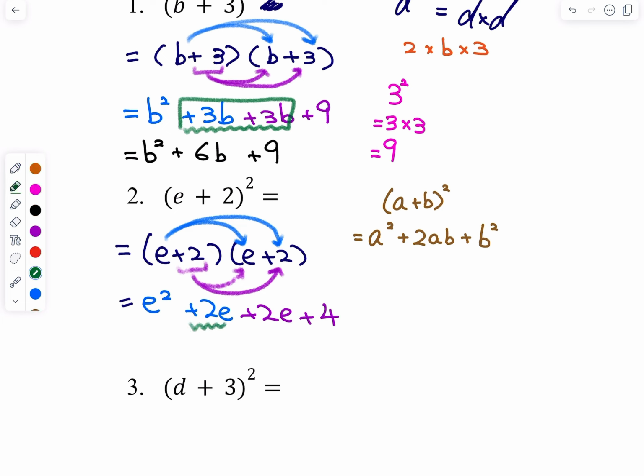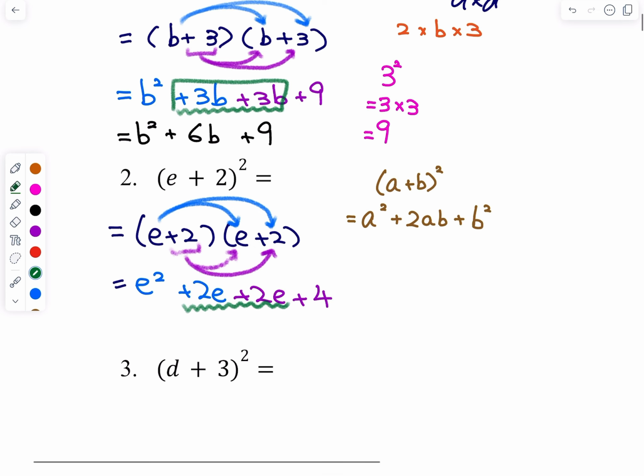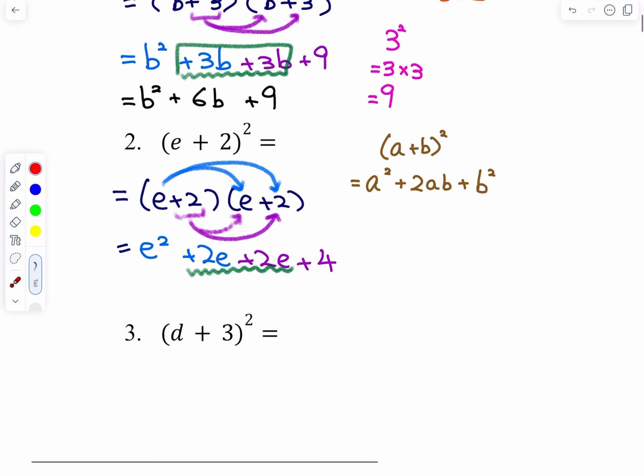See if anything in the middle is common, is the same, they're like terms. So they both have e, so you can add them up. 2e plus 2e, you can get that as 4e. Alright, so this is the method that most students learn.